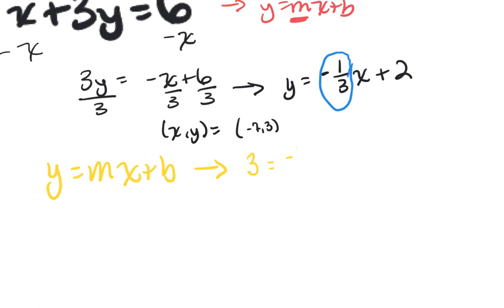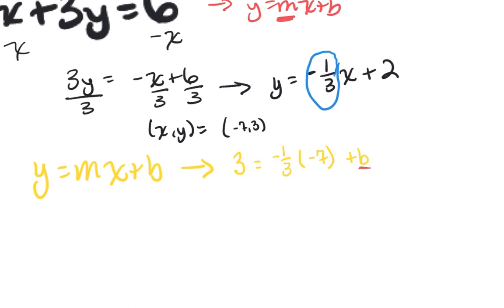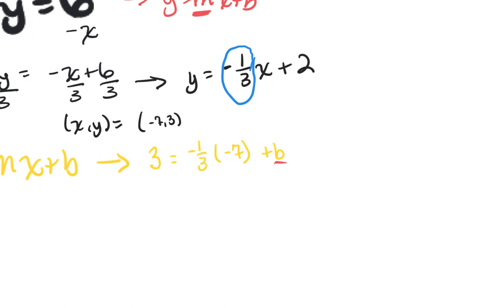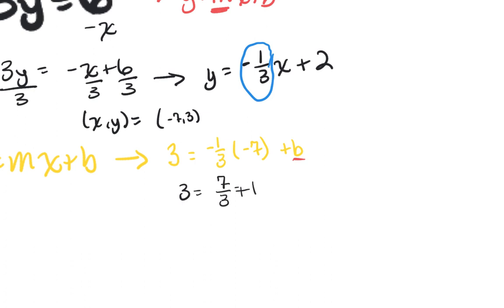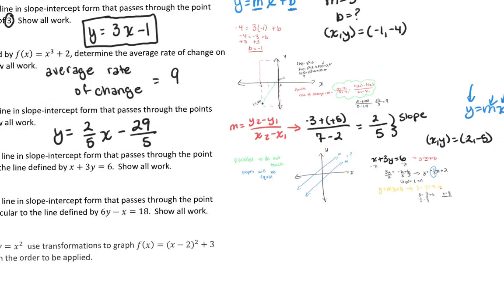We know our m is negative 1/3. We know our x is -7. And we don't know b, and that's what we're looking for. So, once we simplify this, we will subtract the 7/3 over, and we will be left with b equals 2/3.